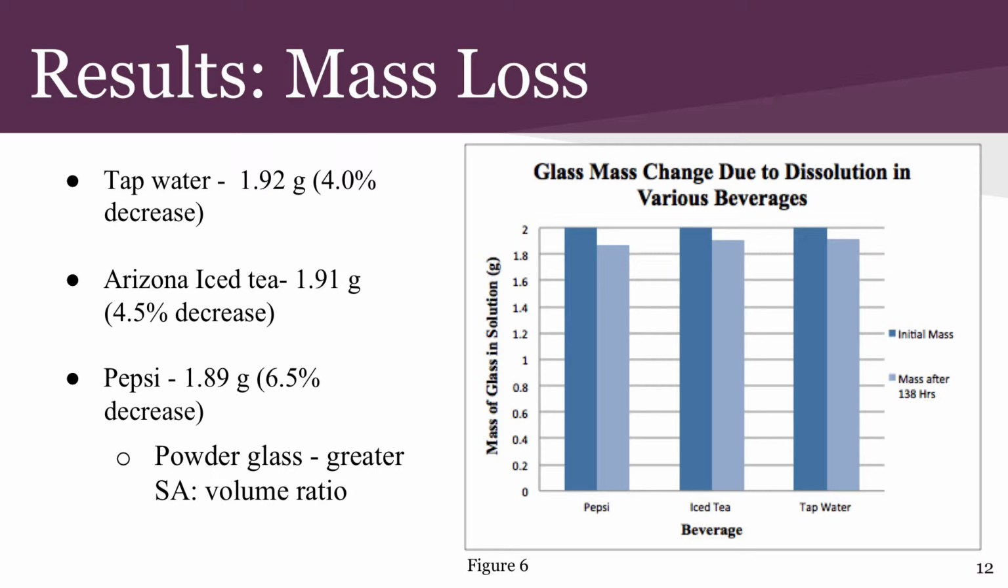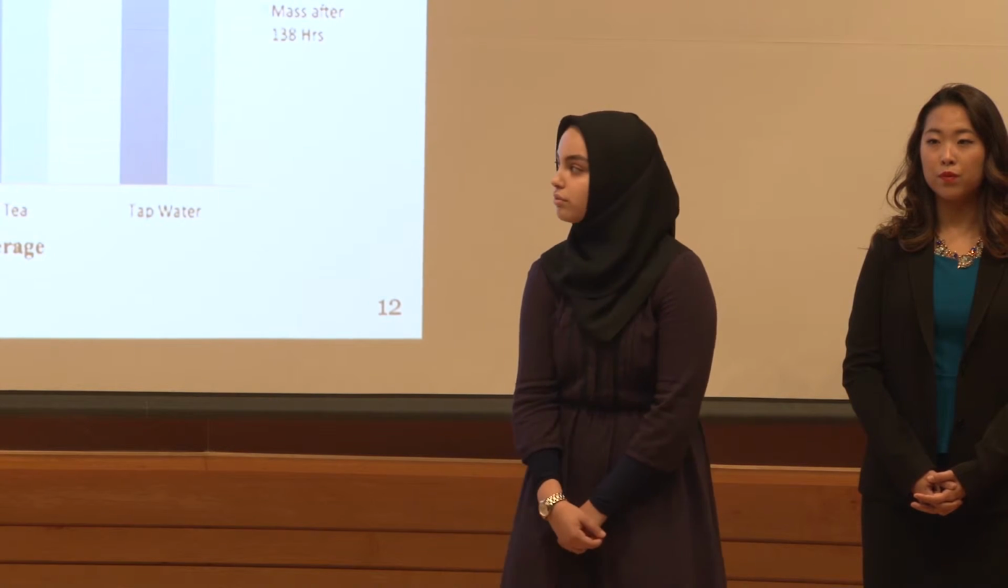It's important to note that the surface area to volume ratio was very high because the glass was crushed into a very fine powder. In the industry, however, the glass would be molded into a container, and the surface area to volume ratio would be much lower, and we would expect the mass loss to be lower as well.